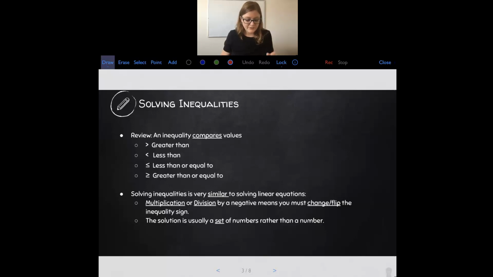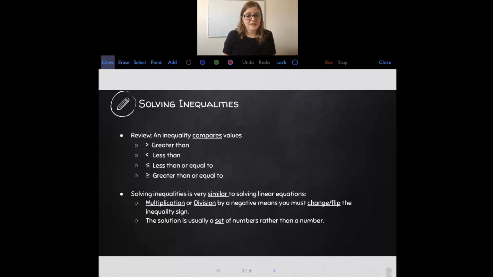So just as a quick review, an inequality compares two values. So we have our inequalities of greater than, less than, greater than or equal to, or less than or equal to. When we go to solve an inequality, it is very, very similar to solving linear equations. There's a couple of things that we need to keep in mind. Multiplication or division by a negative number when you're solving means that you must change or flip the inequality sign.